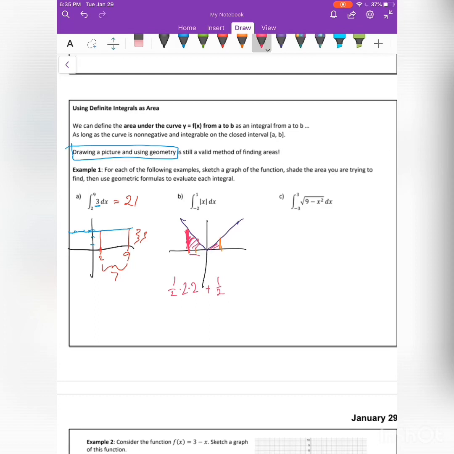And over here, the base would be a distance of 1. The height would also be a distance of 1. So we've got 1/2 over here and 2 over here. This is going to be 2.5.